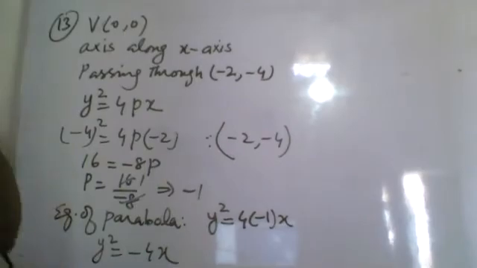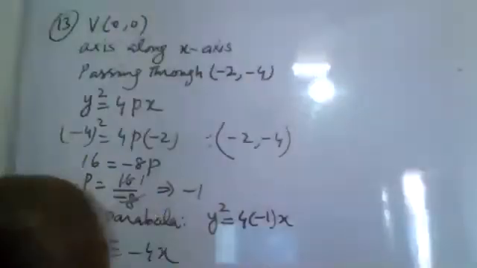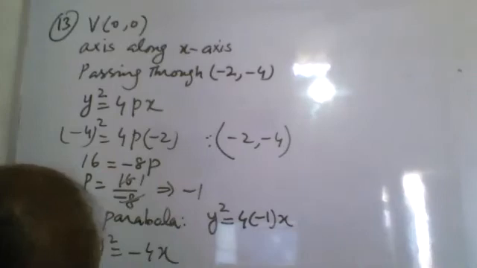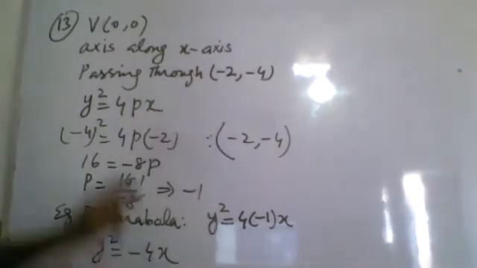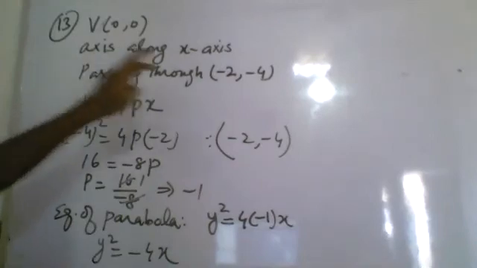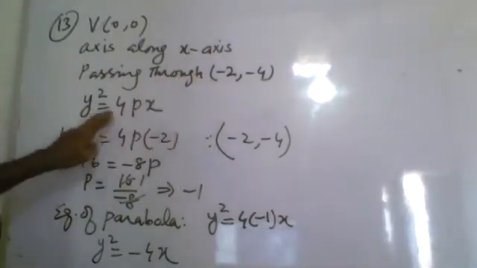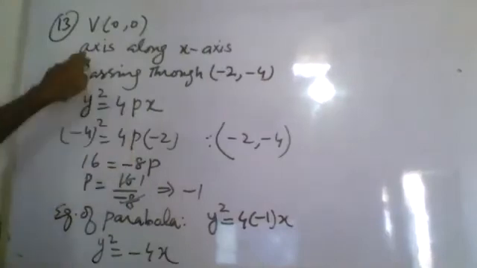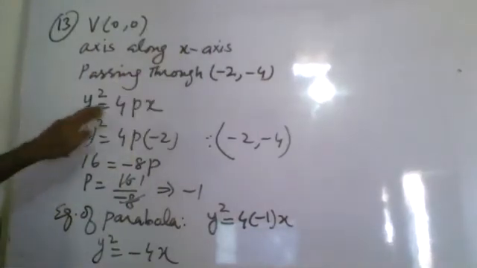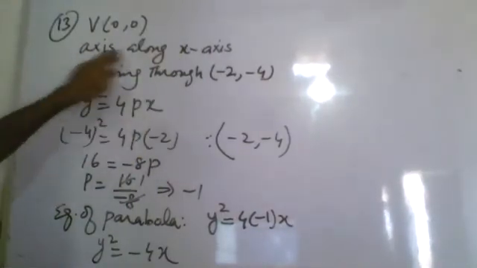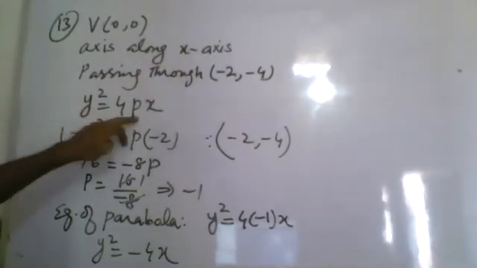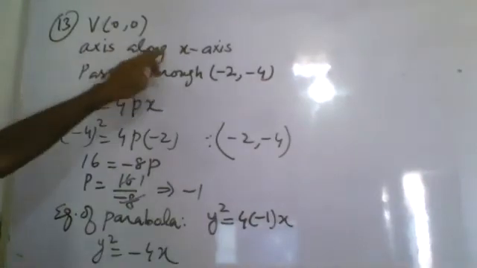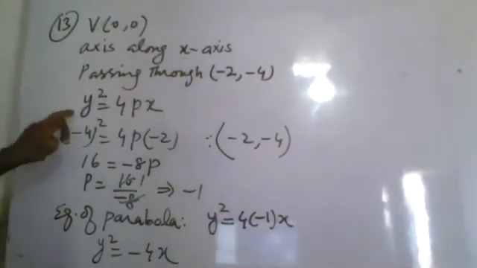That was question number 13. In the same way, for the other question, when the parabola is passing through some point, we will write the equation and put that point in to find the value of p. If it is along the x-axis, we will write y square is equal to 4px. If it is along the y-axis, x square is equal to 4py.